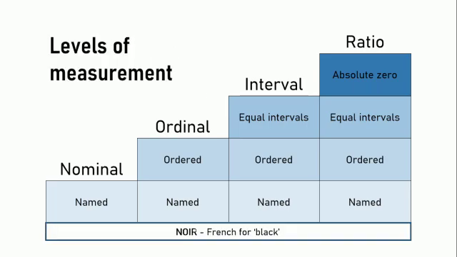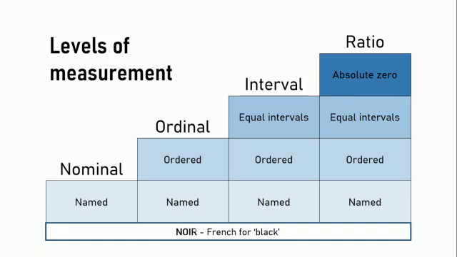Let us do a quick recap. A variable can be measured on 4 levels. The lowest level is the nominal scale in which the values of the variable can only be named. The second level is the ordinal scale in which the values can be named and ordered. The third level is the interval scale in which the values can be named, ordered, and have equal intervals in between. The highest level is the ratio scale, in which the values can be named, ordered, have equal intervals in between, and have an absolute zero.